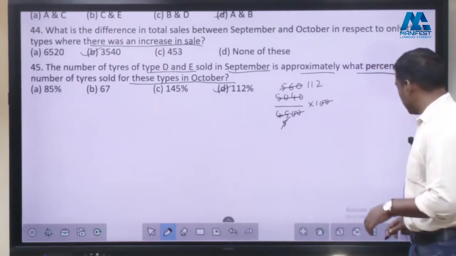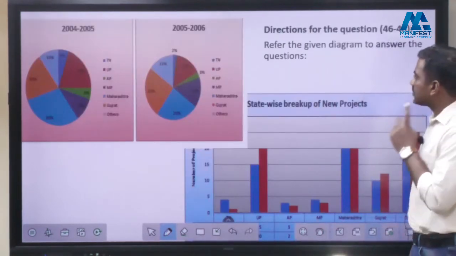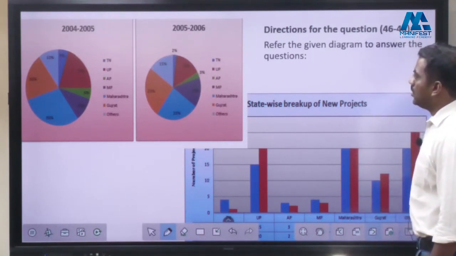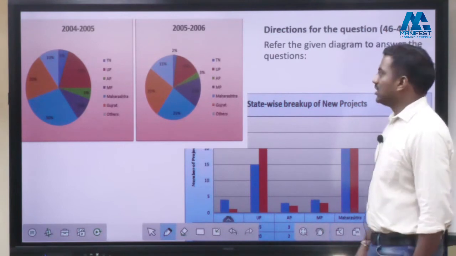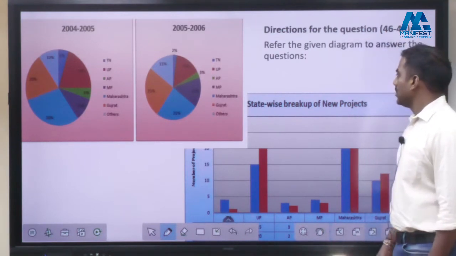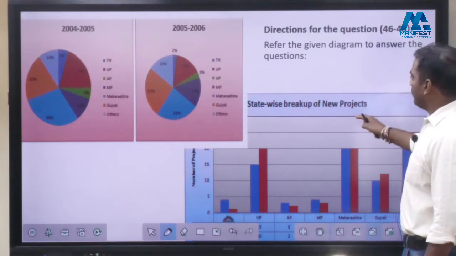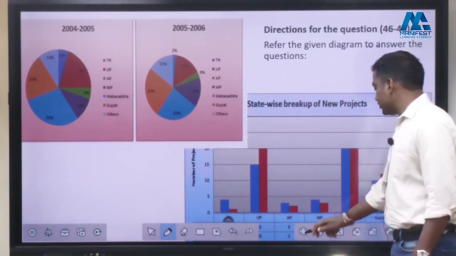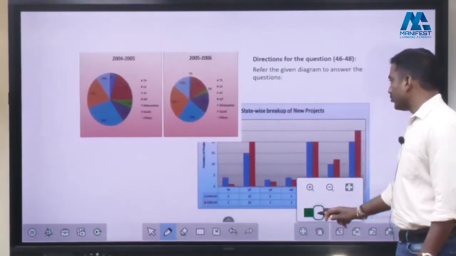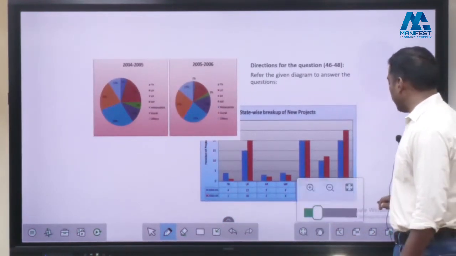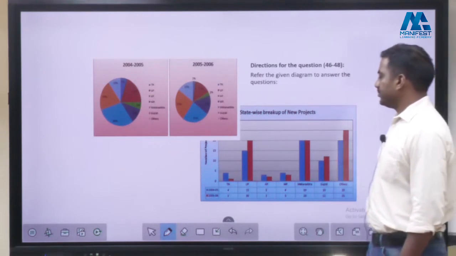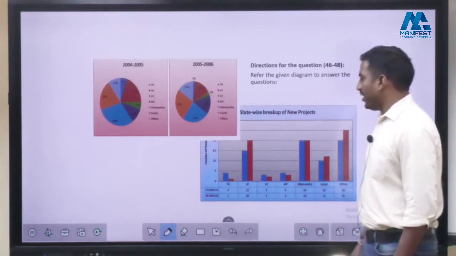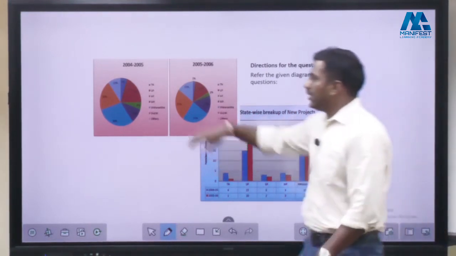Okay, last problem. Refer the diagram to answer the questions. 2004-5, 2005-6. This is the statewide breakup of projects in 2004 and 2005. See what they have given here.